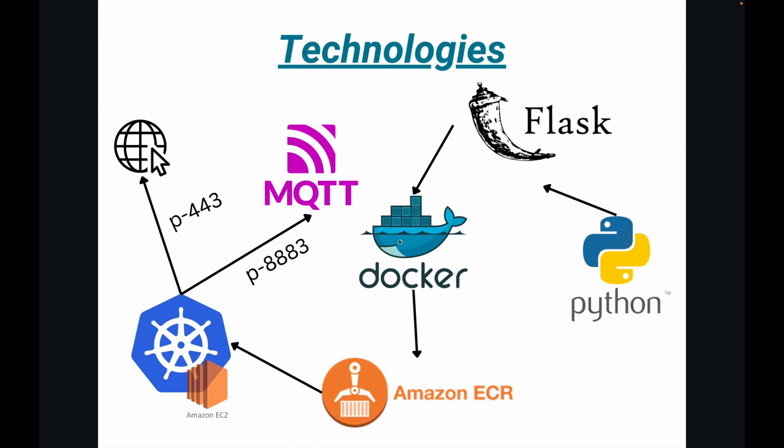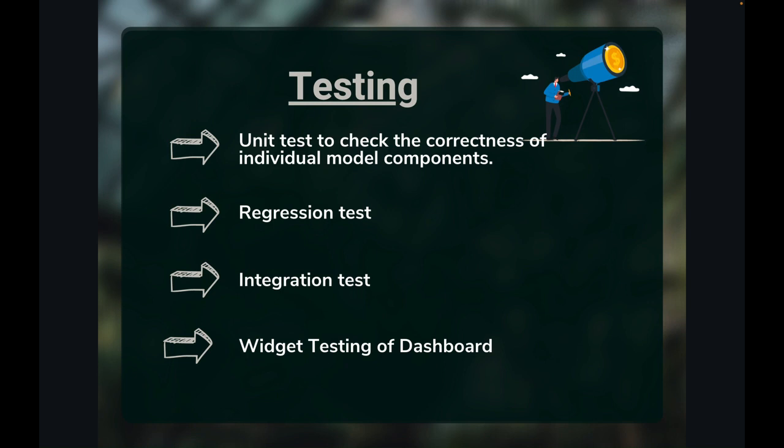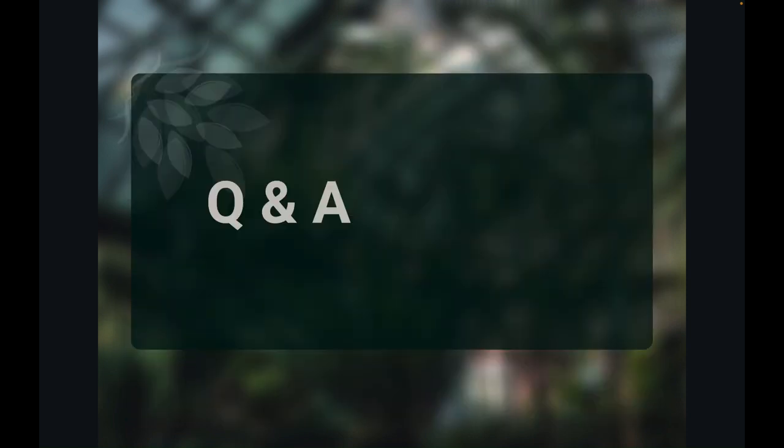In terms of technology, we used Python to build our machine learning models. To build our API, we used Flask, and we created a Docker image to host that Flask application, and the Docker image was stored in Amazon ECR. In order to run this Docker image, we used Kubernetes with Amazon EC2, and we used MQTT through port 8883 to make it more secure, and we used 443 to expose it to the internet with HTTPS. In terms of testing, we used unit testing, regression testing, integration testing, and widget testing of the dashboard, which will be used by the admins all the time.